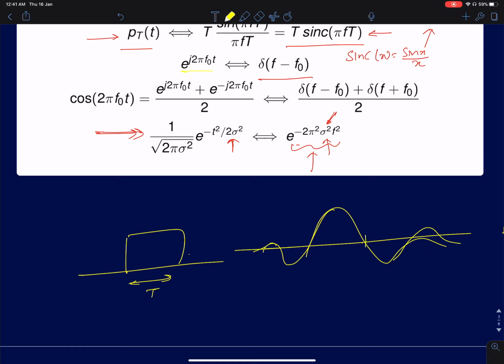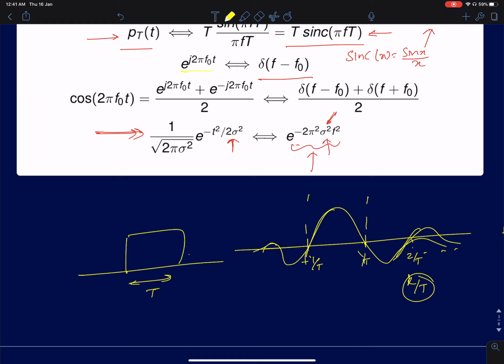And the zero crossings of the sinc function: the first zero crossing is going to be at 1 by t, and this will be minus 1 by t. The second zero crossing will occur at 2 by t. In fact, at every integral multiple of 1 by t, which is k by t, there will be a zero from the sinc function. And you can say most of its energy will be contained within 1 by t and minus 1 by t.